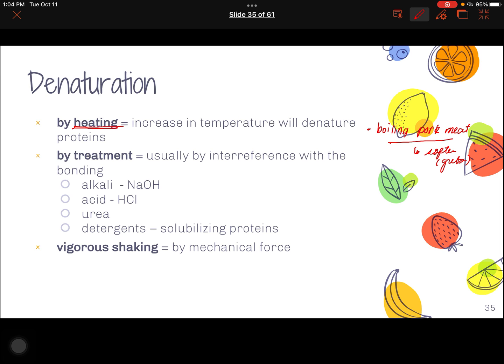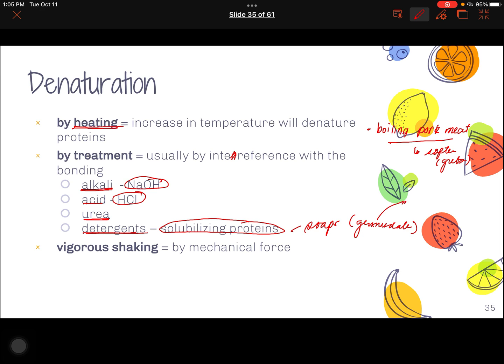Next is by treatment, usually by interference with bonding. When you use a strong alkali such as your NaOH, strong acid such as your hydrochloric acid, your urea, and your detergents. Your detergents solubilize proteins by interfering with their bonds. That is why your soaps are effective germicidals, because a number of the structures of your bacteria or your microbes are proteins.